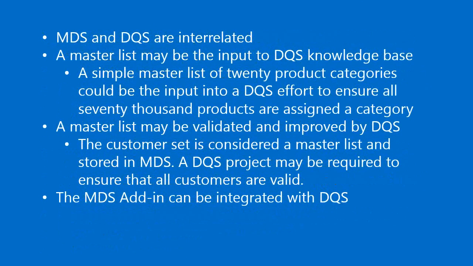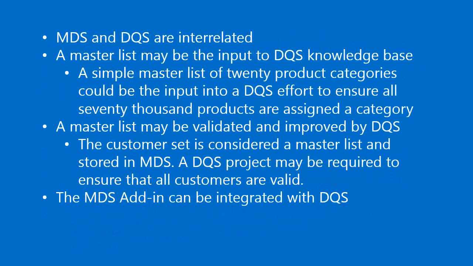Okay. Once we've looked at the individual tools themselves, it's important to see how we actually use them in an organization. Master data services and data quality services are very much interrelated. What will often happen is you have a master list, say the customer set, managed by master data services, but you also want to be sure that you've got all the information you need about your customers. So that same list is also managed by data quality services at the same time.